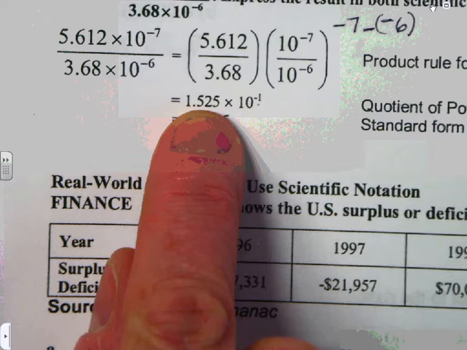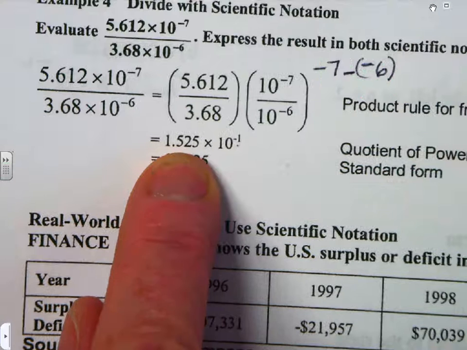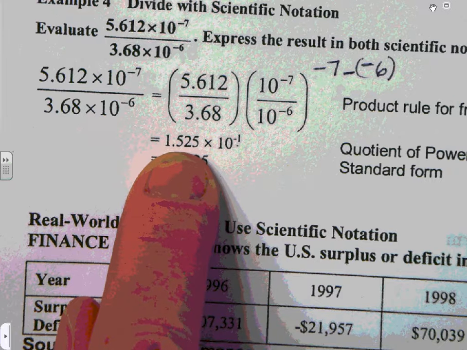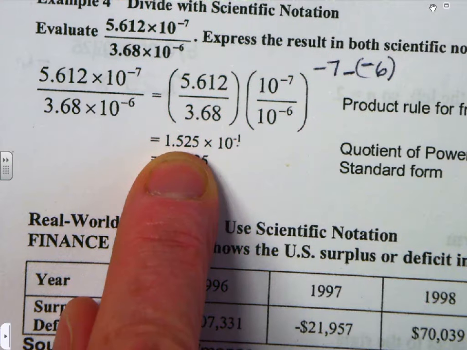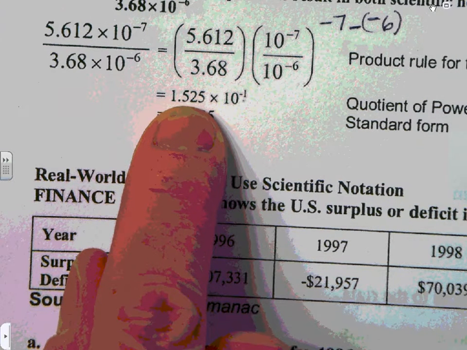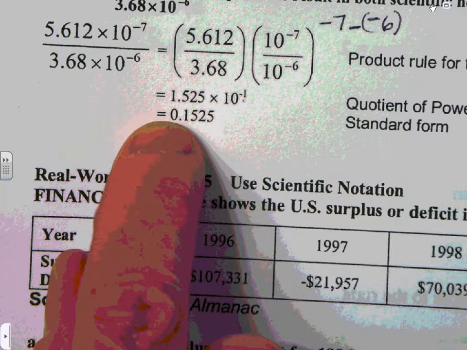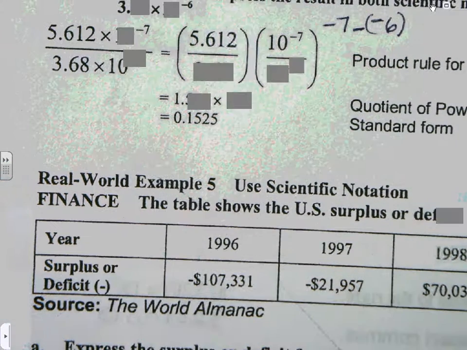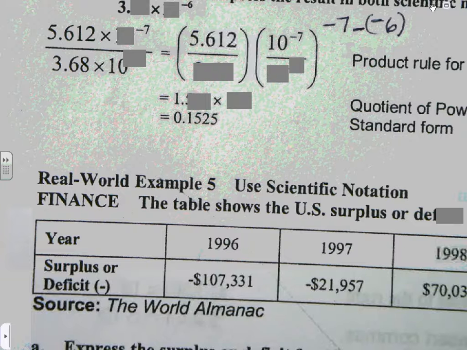There's 2 negatives, minus. It did. Okay? Now, what would this look like if you put it in standard notation? 0.1525, okay? We are not doing the bottom part here, so you can just not worry about that.